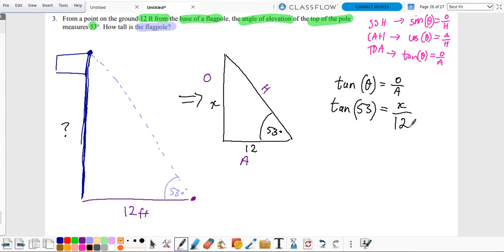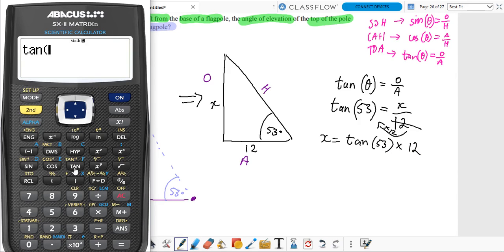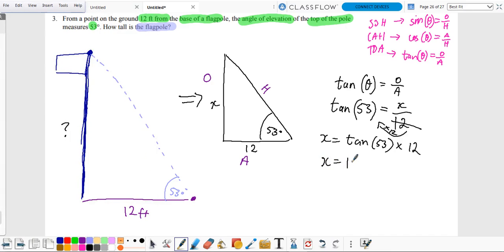Remember inverse operations, when you get a question like this, isolate the x. Get rid of that 12. It's divide here, so over here it becomes times 12. So you're left with x equals tan of 53 times 12. Put that in a calculator: tan of 53, bracket, times 12, equals 15.92. So the length of the flagpole is 15.92.